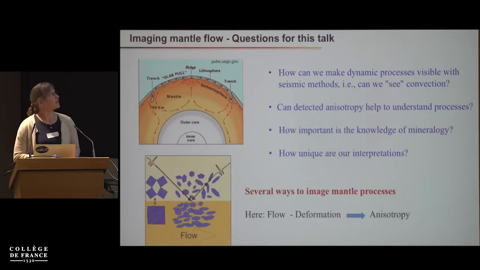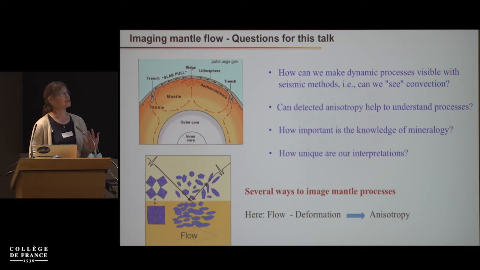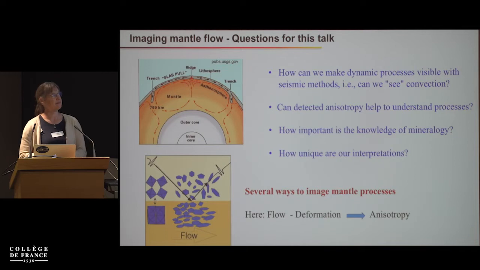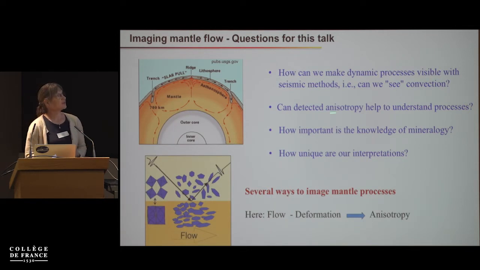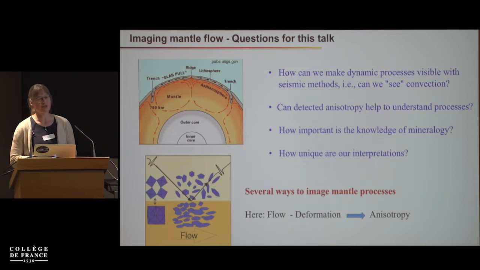So looking at imaging flow in the mantle, I have come up with some questions for this talk. How can we make dynamic processes visible with seismic methods? So can we see convection? And of course, you all know we use anisotropy for that. That is one way. So can the detected anisotropy actually help to understand the processes in the mantle? How important is the knowledge of mineralogy when you look at anisotropy, and how unique are our interpretations? I think this is a really important point in the end.